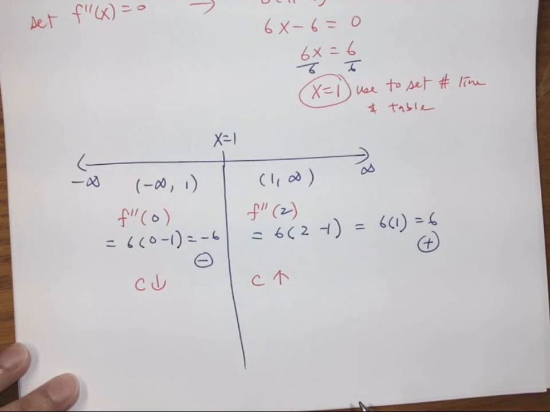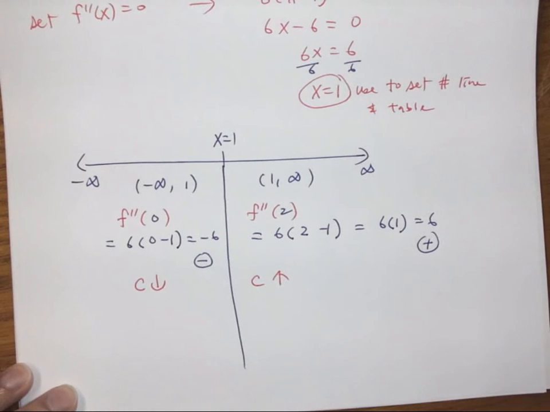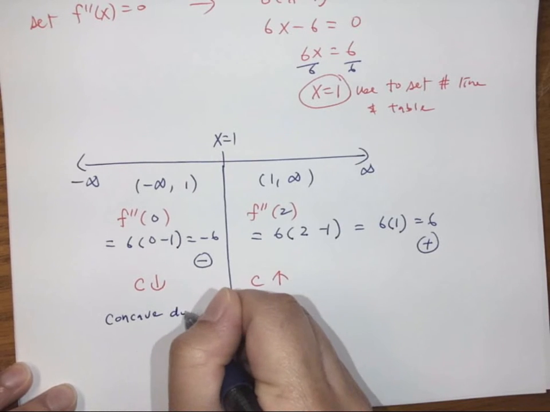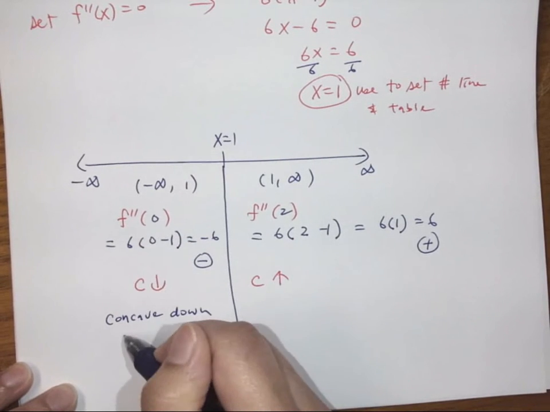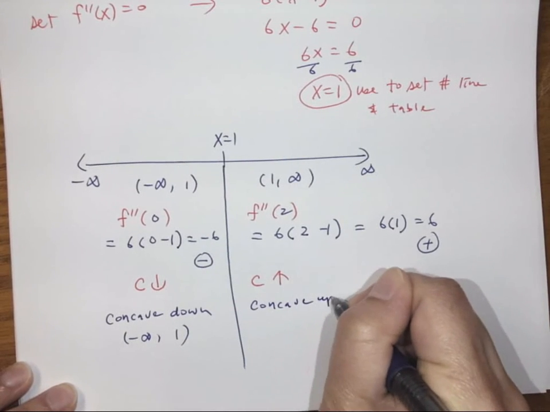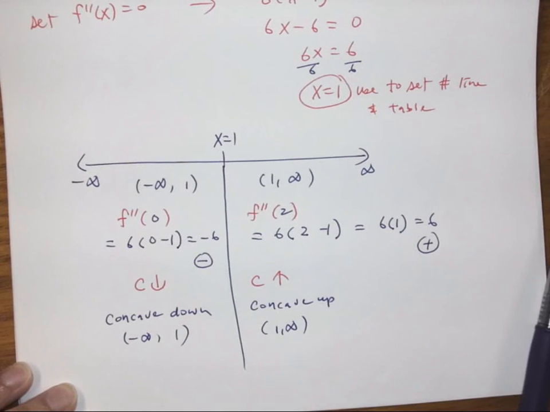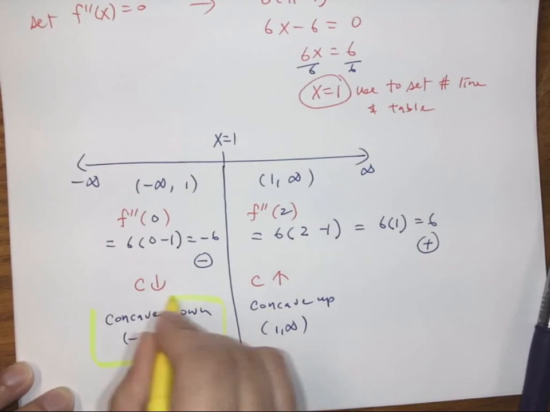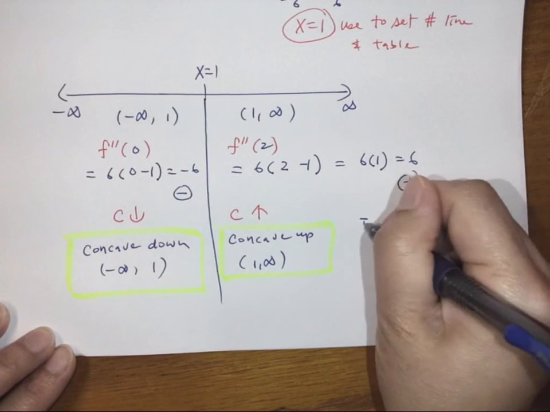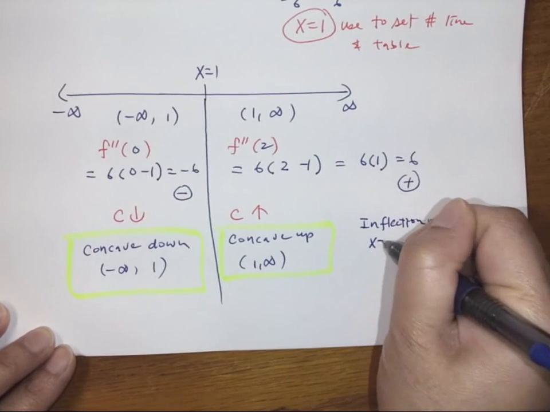And x equal to 1 will be my inflection point. So I can go ahead and write that. Concave down is between negative infinity and 1. Concave up is between 1 and infinity. And for the inflection point, it's going to be x equal to 1.